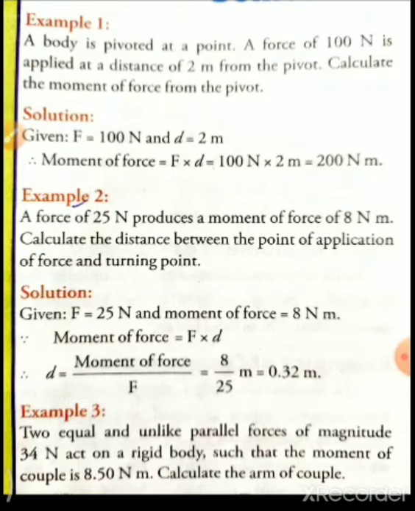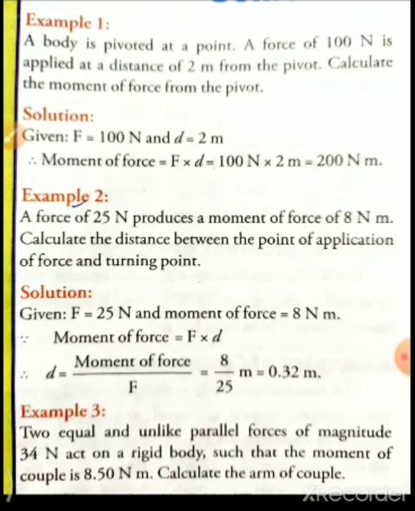So what do we have to find out? Calculate the distance between the point of application of force and turning point. So D we have to calculate here. D is equal to moment of force divided by F. So 8 divided by 25 meter is equal to 0.32 meter. Simple questions are given here. Okay, I hope you all are understanding this one.